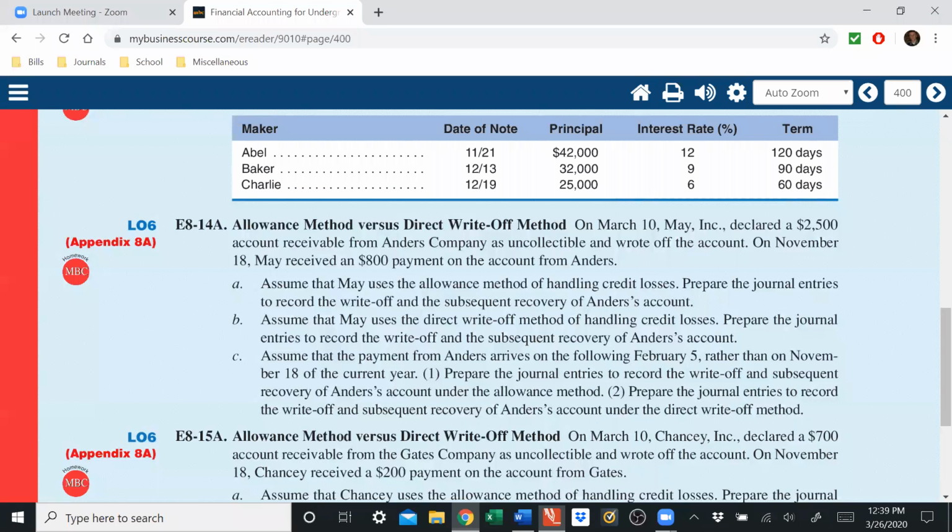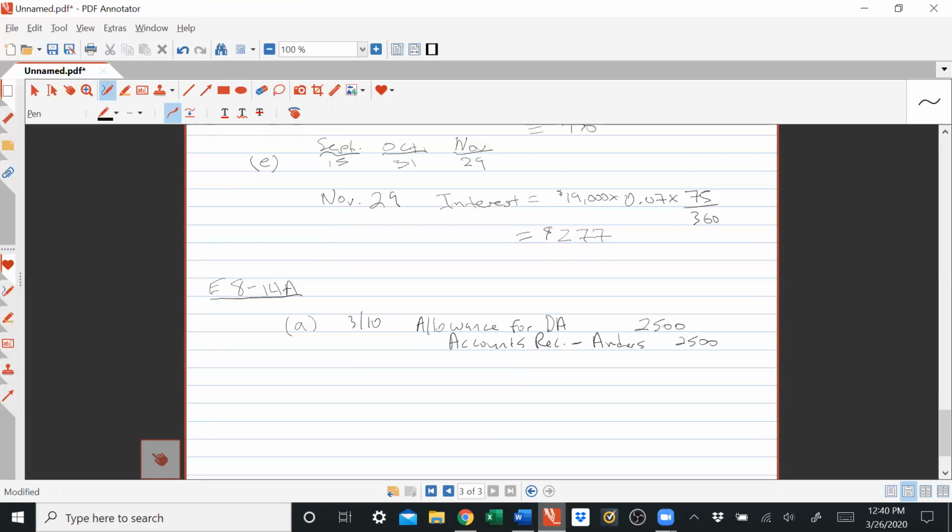All right. We also need to make the journal entry, it says here, for the subsequent recovery. How much did we recover? We recovered $800 on November 18th. Under the allowance method, when we receive payment from a customer whose account we previously wrote off, we have to make 2 journal entries. One journal entry sort of undoes a portion of this journal entry. And the other journal entry reflects the fact that we received the cash from them.